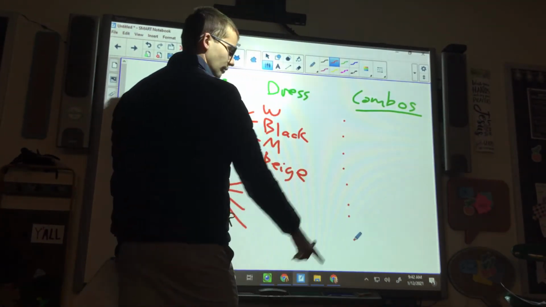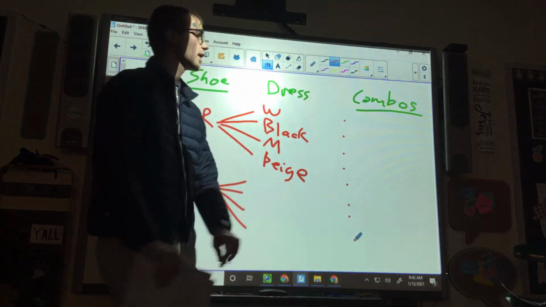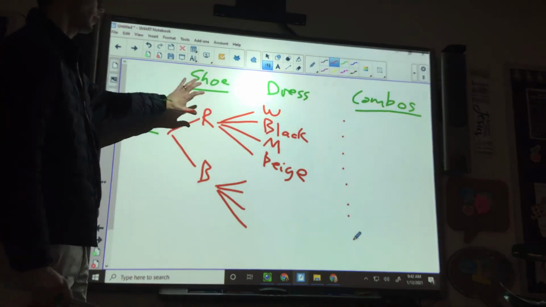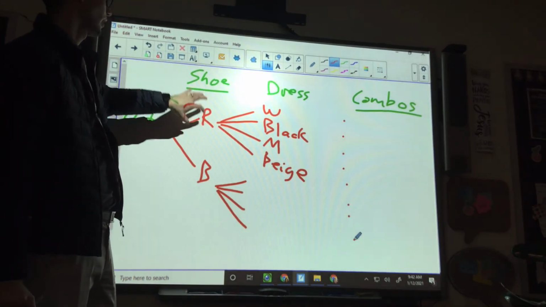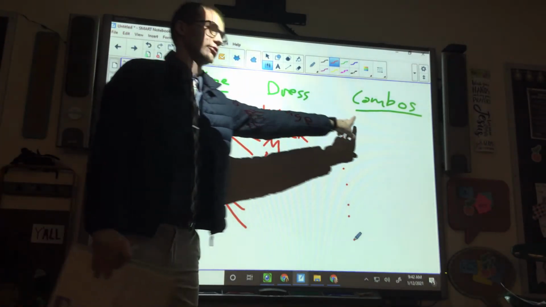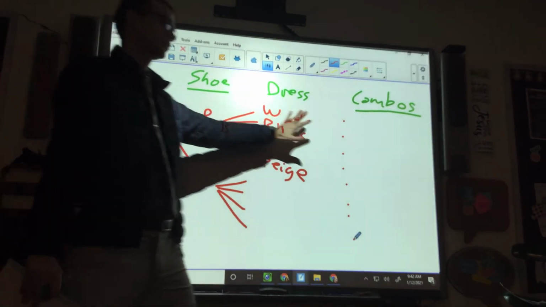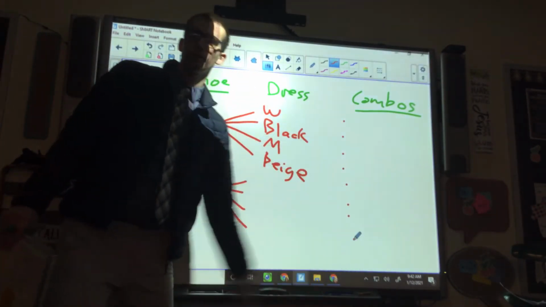So you do that, you write, and then for right here, however many there are, maybe there should be more or less dots there, I don't know. Every single one of these, you're writing down what the combination is. So obviously the first one is going to be red shoe, white dress. So you write that down for the combination. Red shoe, white dress, red shoe, so on and so forth. Write down all the combinations.